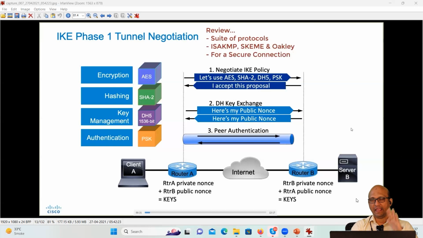Again, IKE phase 1 carries 2 modes, main mode and aggressive mode. In main mode, what happens? Negotiation takes place between the 2 devices, the routers. What kind of negotiation? Regarding the policy. That is why the term is negotiate IKE policy.